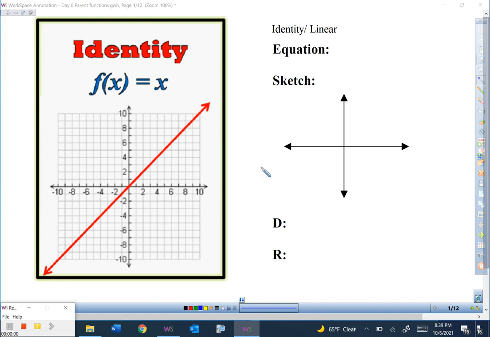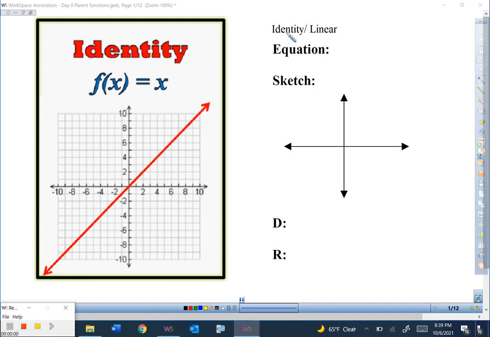Alright folks, Chapter 3 is all about functions, so we are going to review all the parent functions you learned in Algebra 2 before moving on to things like transformations of graphs. So what we're going to do on your worksheet here, you'll see there's a space for you to write the equation. Above that, I'd like you to write the name of all these parent functions as we go through them.